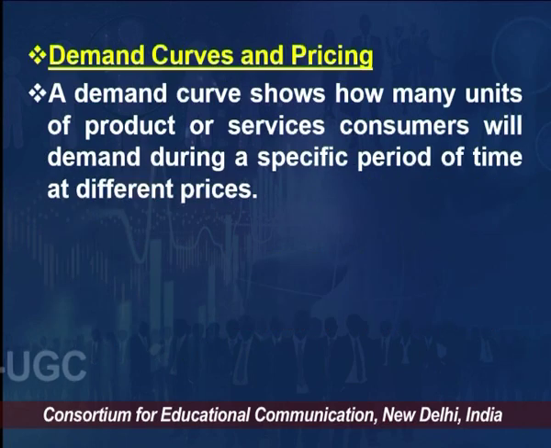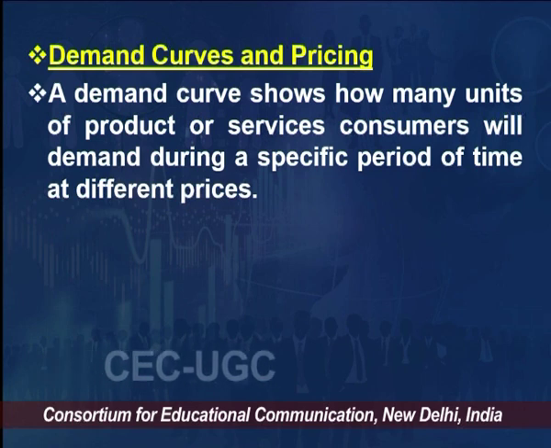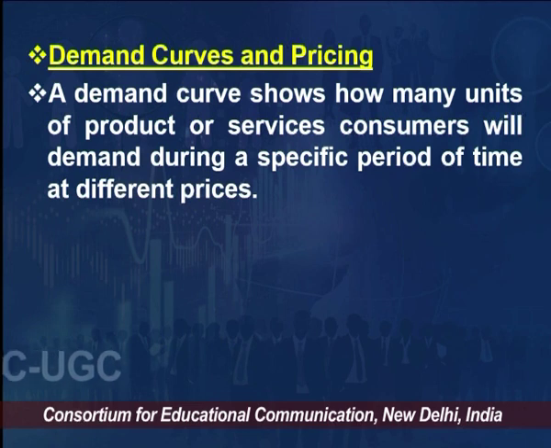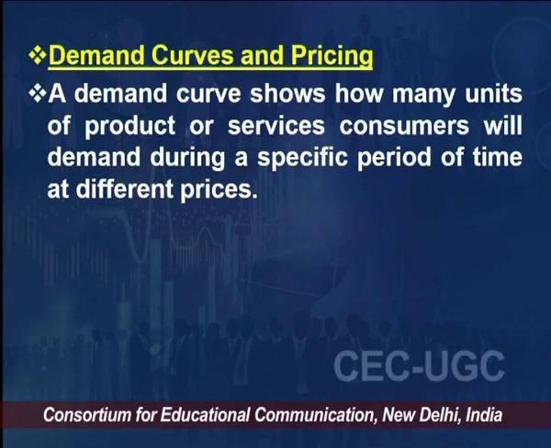When we talk about demand curve and pricing, the demand curve tells us very simply that in accordance with a change in the price of a particular product, the demand will also change. It shows how many units of a product or service consumers will demand during a specific period of time at different prices. So at different prices, what would be the quantum of demand? The demand curve gives us an opportunity to make a judgment that yes, if I want this much quantity to be sold, then of course my price should be at this specific level only.